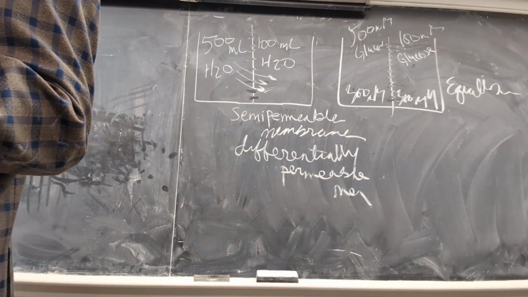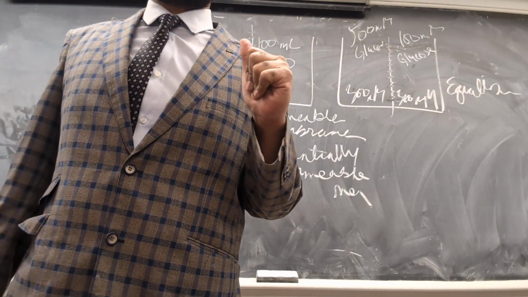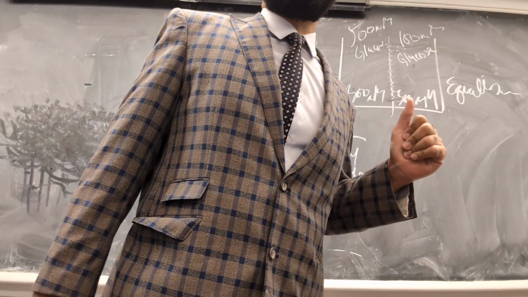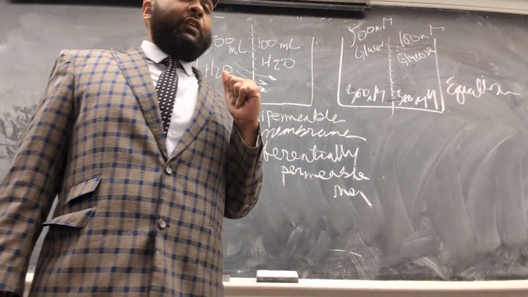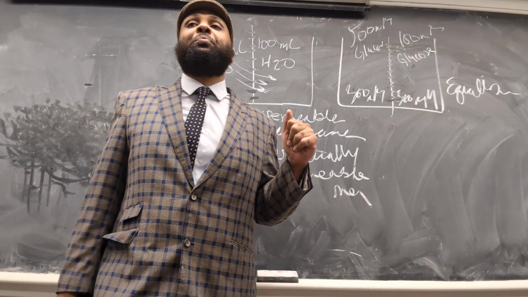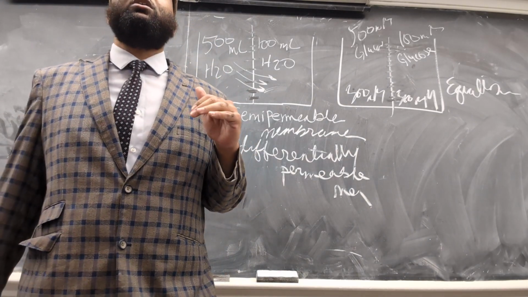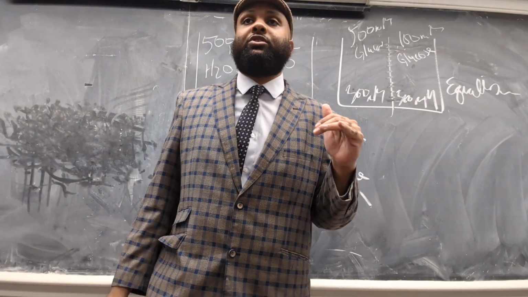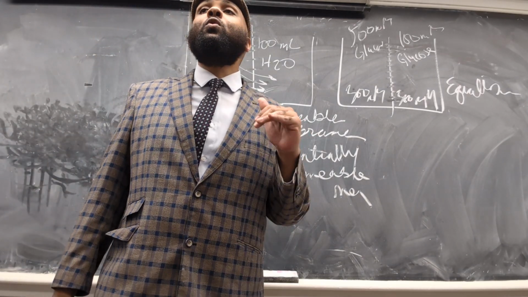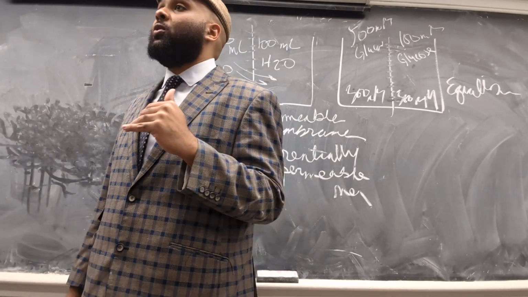Are we clear? Okay, now the problem is when osmosis comes in. Students have a problem understanding the difference between diffusion and osmosis. Osmosis is a form of diffusion because diffusion is the movement of particles or substance from an area of a high concentration to an area of a low concentration.